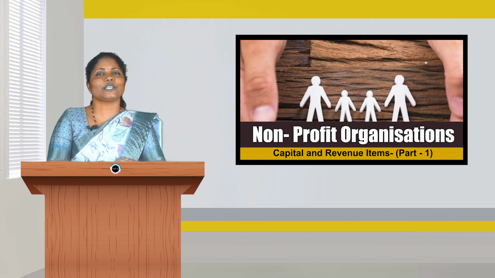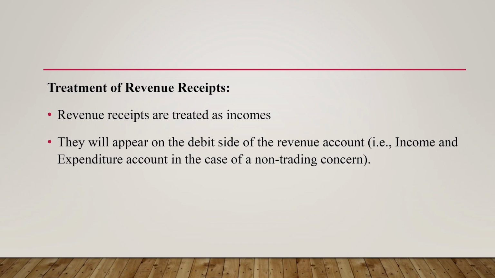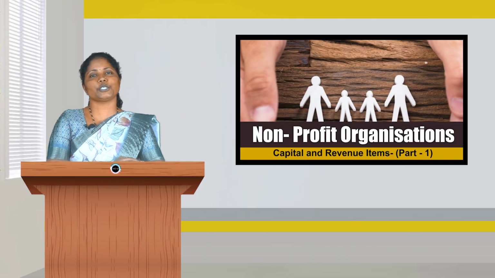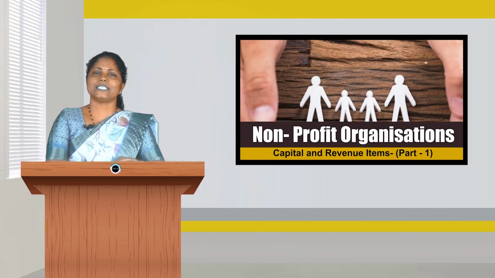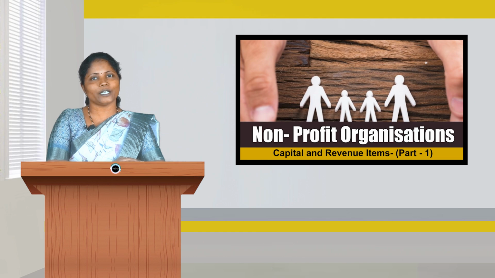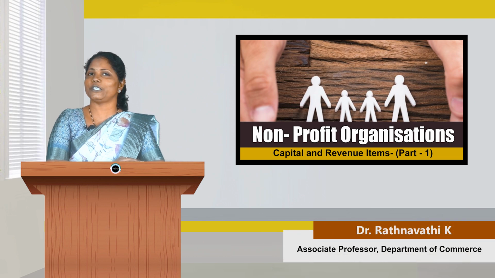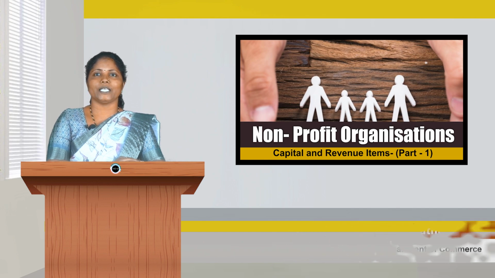What will be the treatment of revenue receipt then? All such are considered as incomes. All the revenue receipts are incomes, so they have to be shown in the revenue account, which is the revenue account prepared by a non-trading concern, that is nothing but the income and expenditure account. So all such revenue receipts should be shown on the credit side of the income and expenditure account of the non-trading concern. So I will wind up this session.